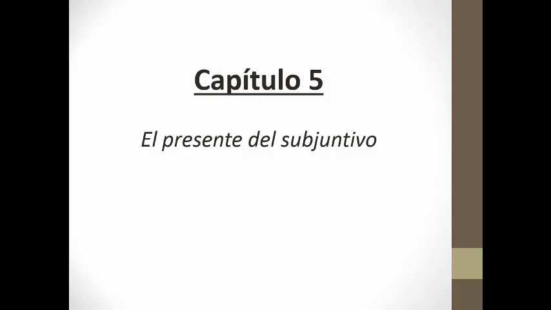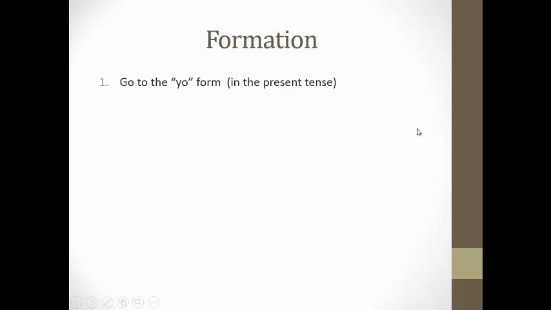Okay, so the topic for today is present subjunctive, and in fact, how to form the present subjunctive. We're not going to talk about usage today at all, just simply how to conjugate in present subjunctive. Okay, on your note guide, you see you have 3 steps to forming present subjunctive.